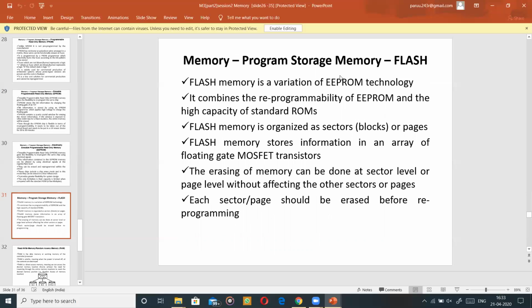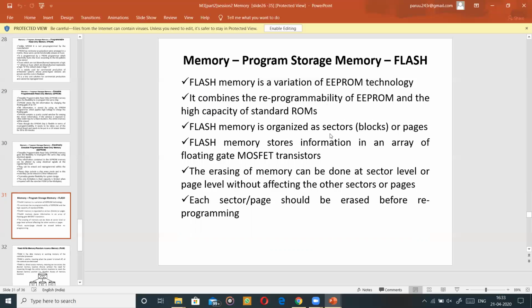Coming to the flash memory. This also we have seen in the subject computer organization. Flash memory is widely used in our mobiles, and it is a variation of EEPROM technology, meaning it has all the features of EEPROM. But you can store large volumes of data when compared to EEPROM. It combines the reprogrammability of EEPROM and the high capacity of ROM. So as I said, it is a combination of both.